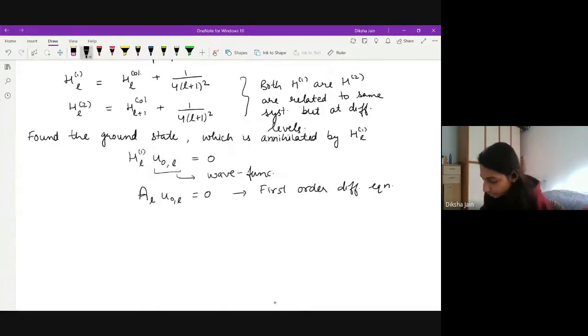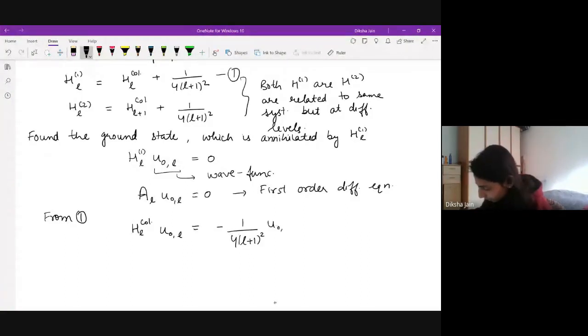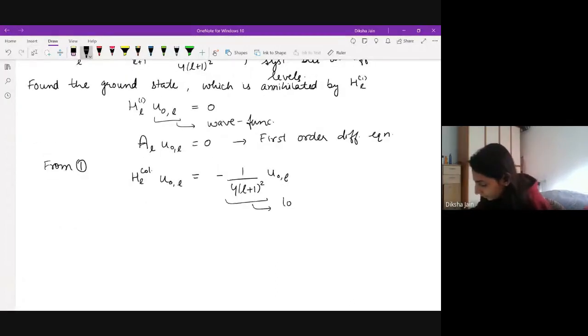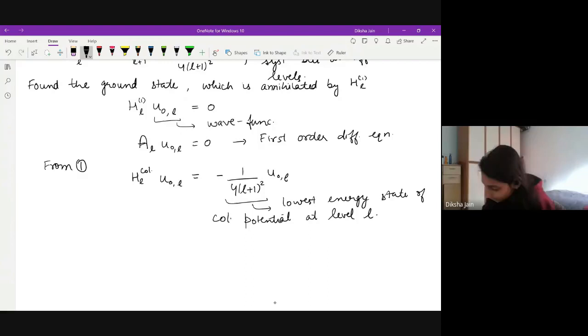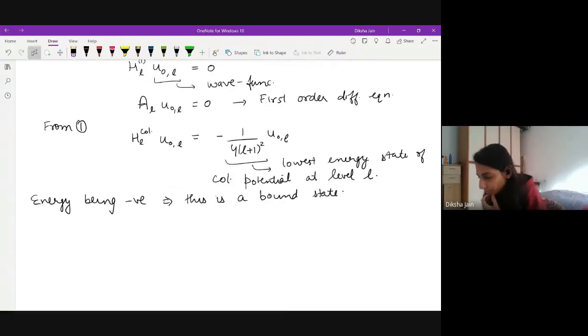We also found, since H1 of L acting on U0 of L is 0, from this equation, let me call it equation 1, that H_L Coulomb acting on U0 of L is minus 1 over 4 (L plus 1) squared times U0. So this is the lowest energy state of the Coulomb potential at level L. Notice that this energy is negative, which implies this is a bound state. As you know, for the hydrogen atom, this is the first bound state. So the energy goes as 1 by n squared. I will show why this is n.